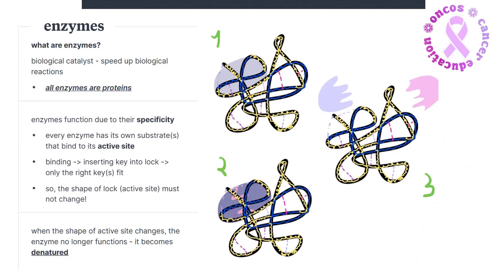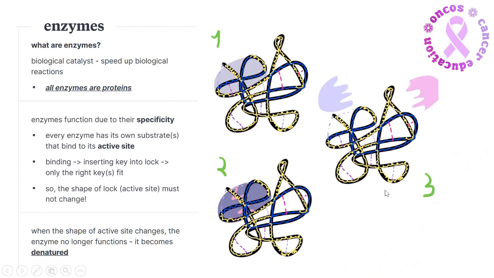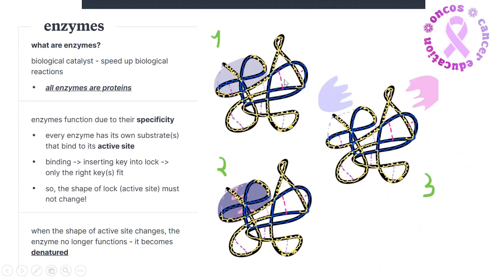So, what are enzymes? They're biological catalysts that speed up reactions. And all enzymes are proteins, but as I've seen in the previous slide, not all proteins are enzymes. So enzymes function due to their specificity, and their specificity comes from their three-dimensional shape. So the tertiary bonds we talked about earlier form this 3D space-filling molecule.